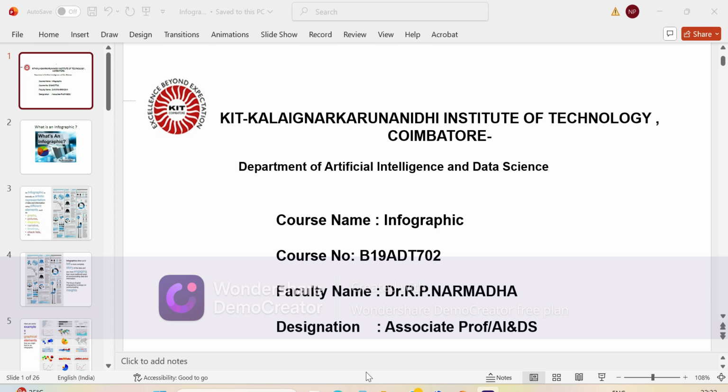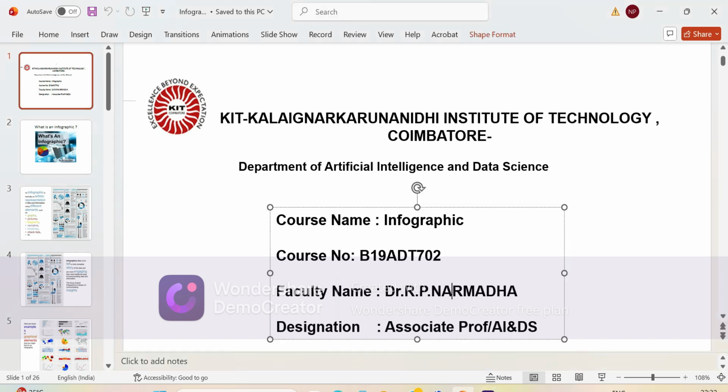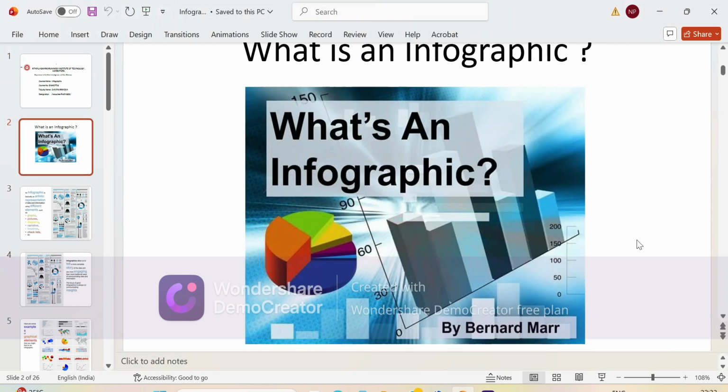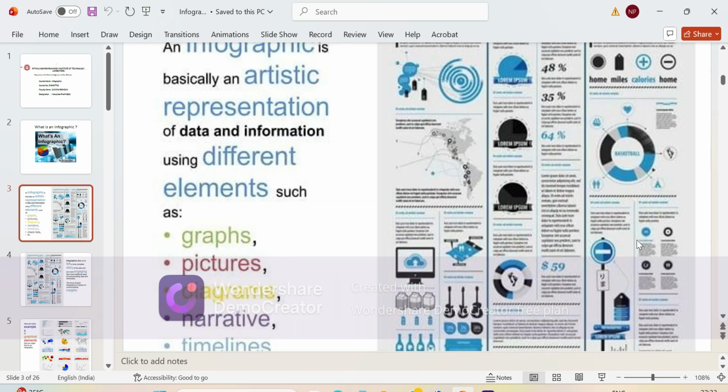Today's session will let us look into a data visualization concept called infographics. So, what is an infographic? Let us now look into this picture. Before knowing about infographics, it contains various symbols, content, diagrams, graphs, everything.